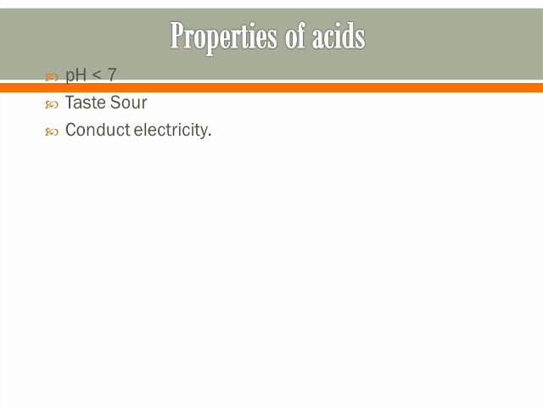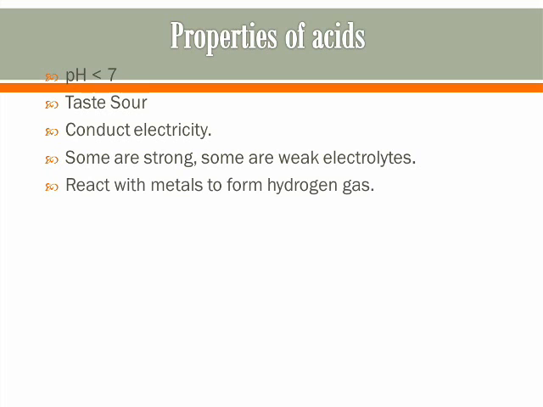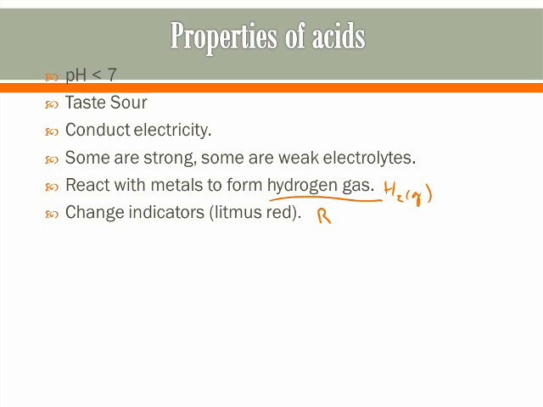They conduct electricity. Some are strong, some are weak electrolytes. That means they conduct electricity. A charge goes through them. They react with metals to form hydrogen gas, H2. They change indicators, like litmus paper, red. So blue to red, acid.